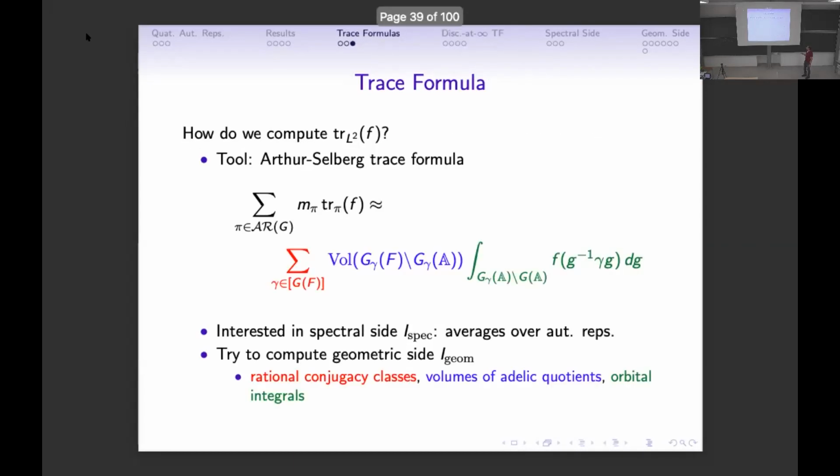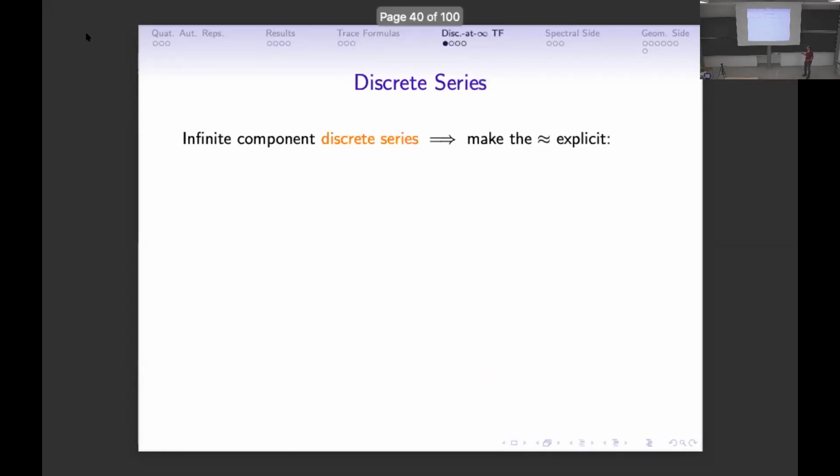And of course, this isn't approximately equal. The real thing is a lot more complicated than this. But in our specific case, when our infinite component is a discrete series, this approximately equals can become an exact equality with a few extra corrections that aren't too bad.